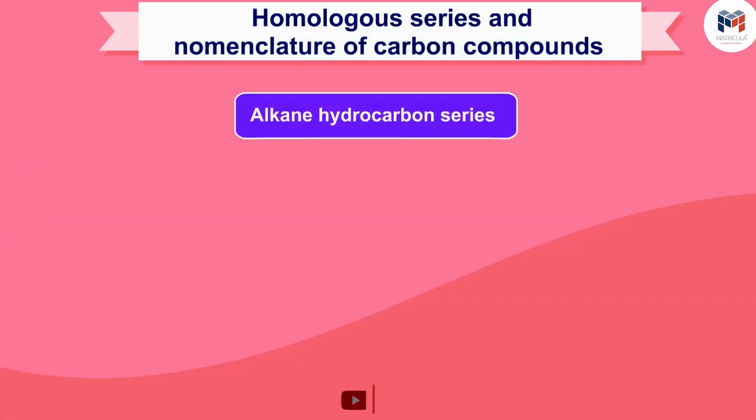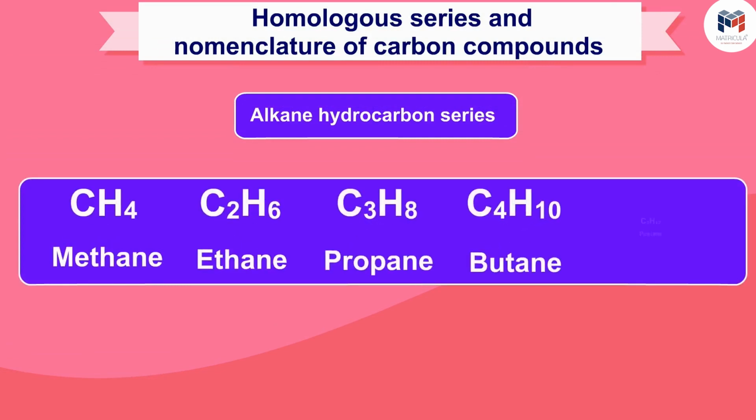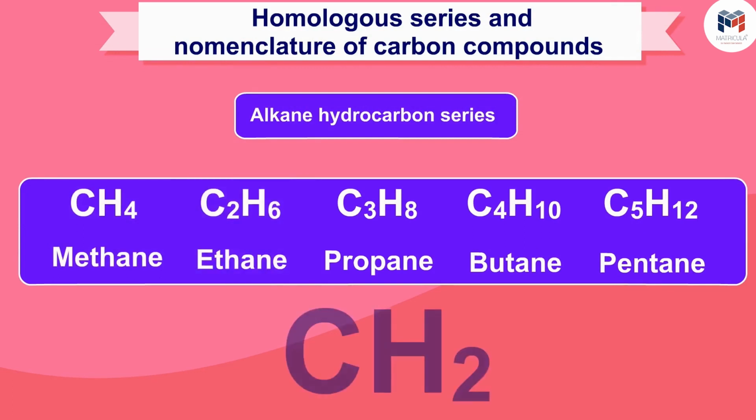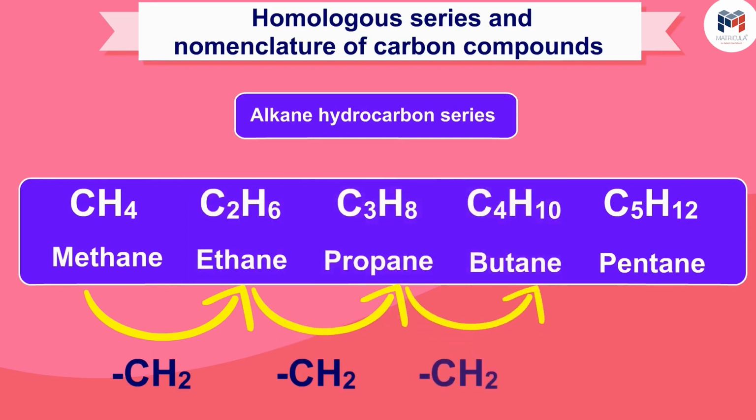The alkane hydrocarbon series are as follows: methane, ethane, propane, butane, pentane, etc. In moving from one unit to another unit, there is a difference of CH2 unit. For example, there is a difference of CH2 unit from methane to ethane. There is also a difference of CH2 from ethane to propane, propane to butane, butane to pentane.